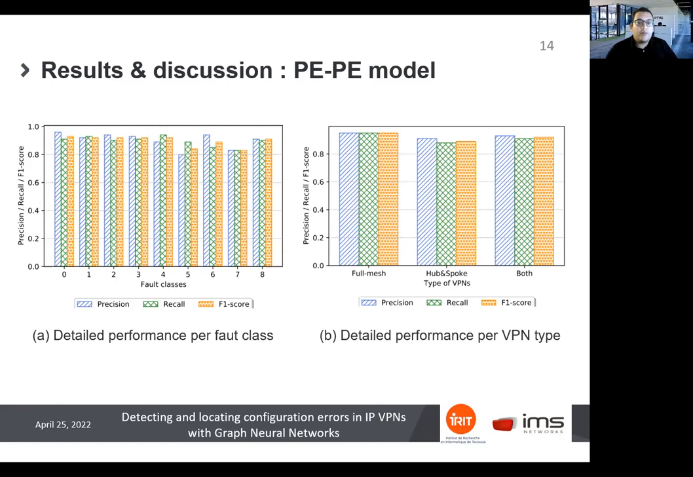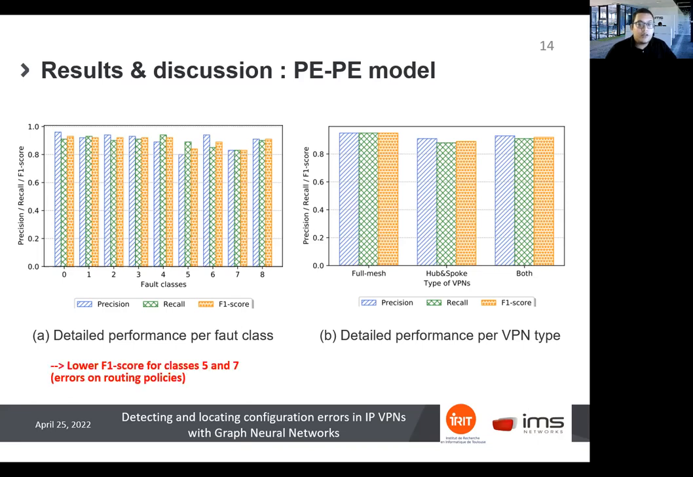In figure A, we plotted the precision, recall, and F1 score values for the PE-PE model. The classes 1 to 8 correspond to the configuration errors, and class 0 indicates no error on the node. We observe that the F1 score value is close to 90% for all classes, except for classes 5 and 7, where it's close to 80%.